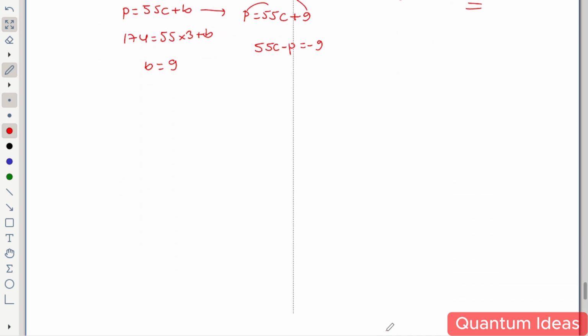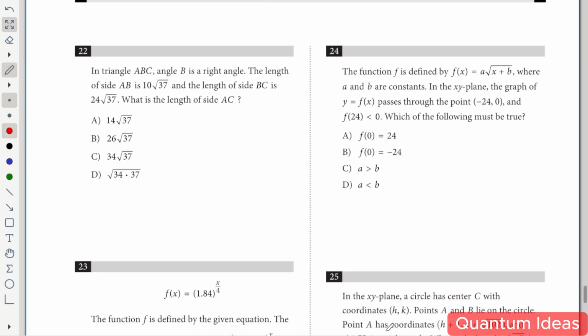So let's move to number 22. What question is this? I think it's a right angle. In a triangle ABC, B is a right angle. The length of side AB is 10 root 37, and the length of side BC is 24 root 37. What is the length of side AC?